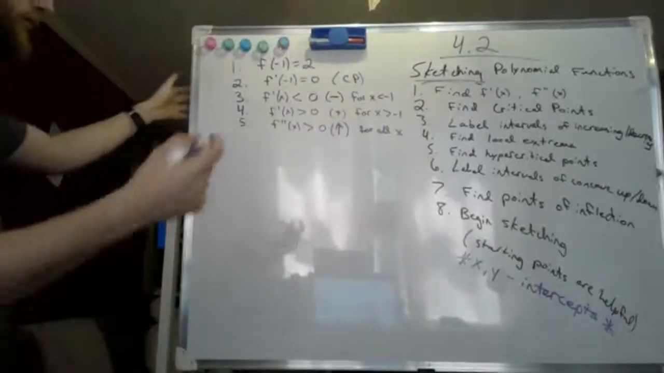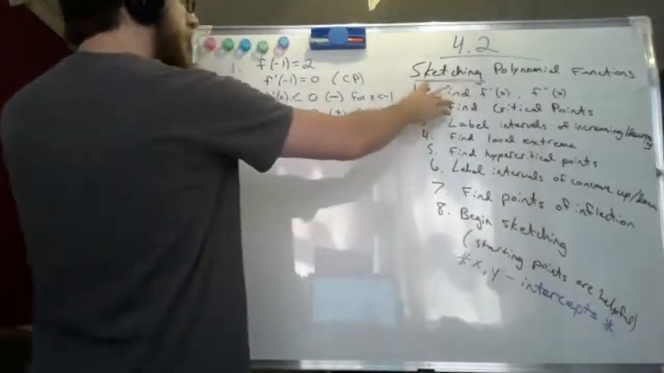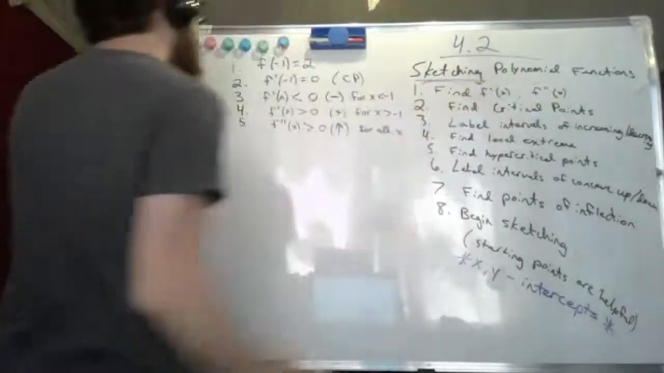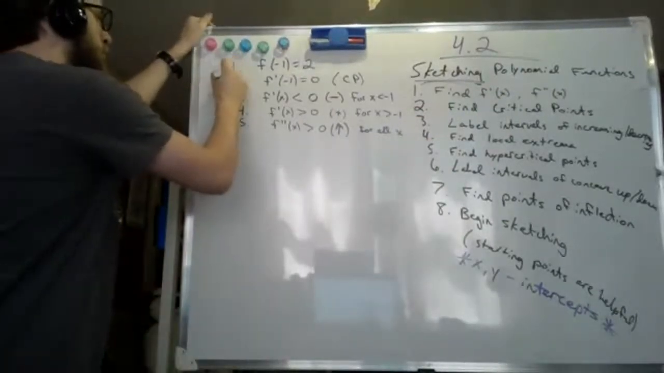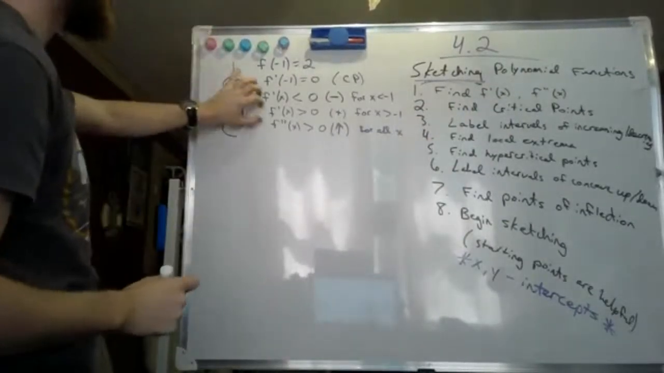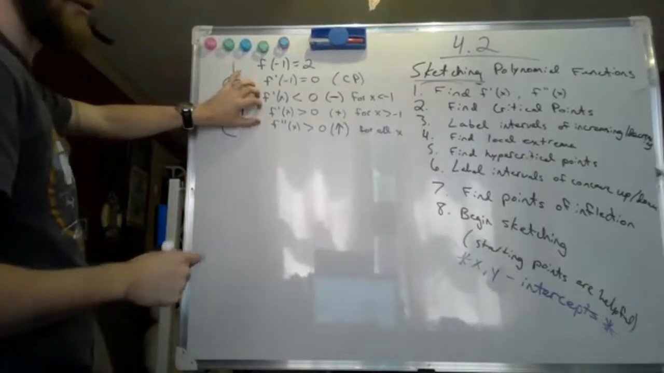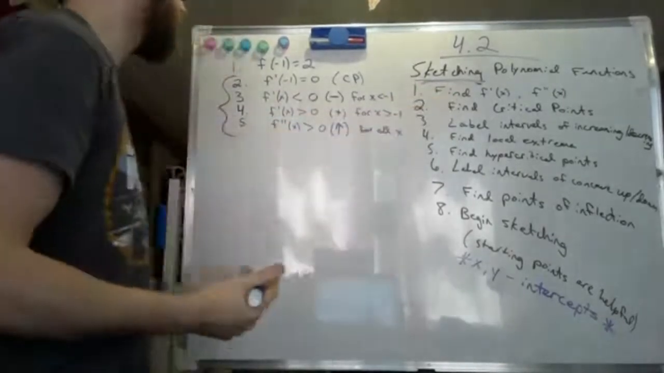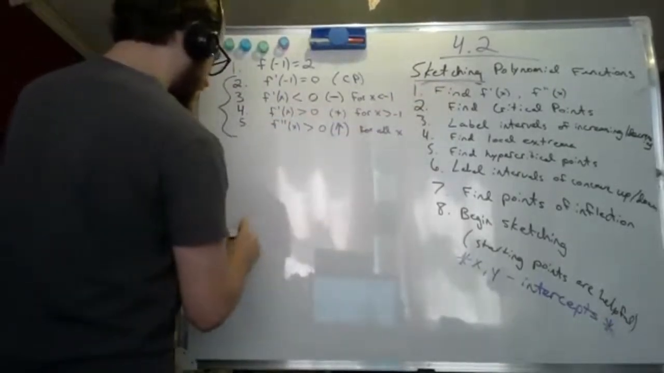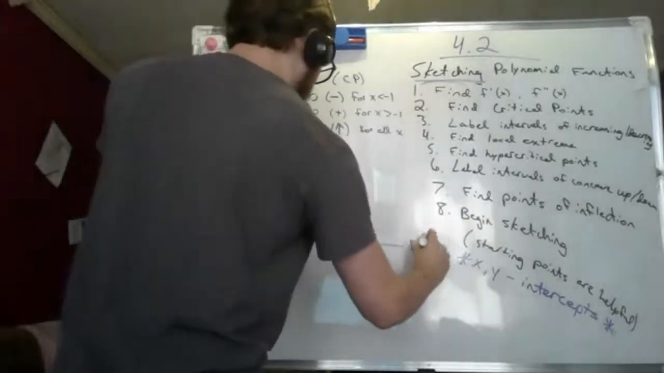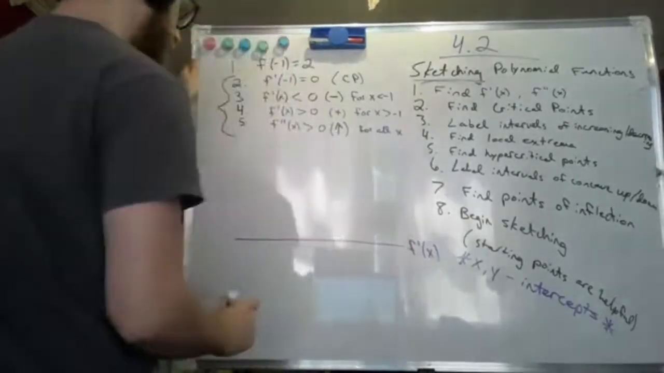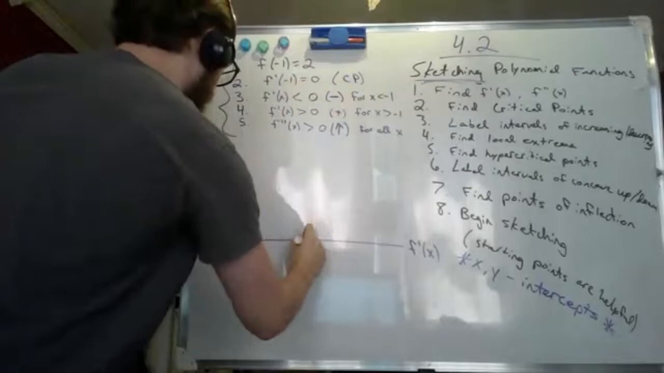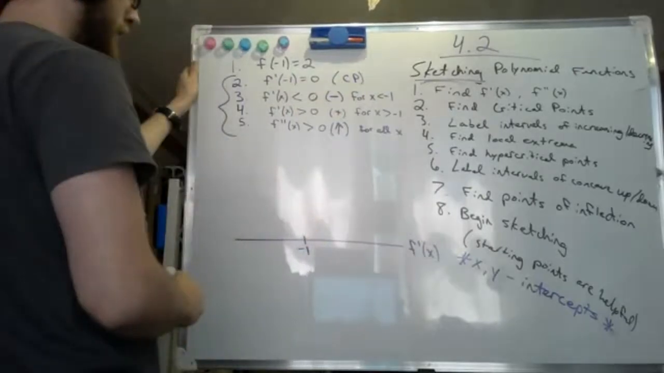So what do we do? Step 1, find f prime and f double prime. Well, we don't know what those equations are, but we are given through 2 and 5 all we need to know about the intervals for these areas. Okay, so that's pretty good. We already have these. Find critical points. Okay, well, we have a critical point. So this is for f prime of x, the first derivative. We have a critical point at -1. So I'm going to put -1 here. There's my critical point.